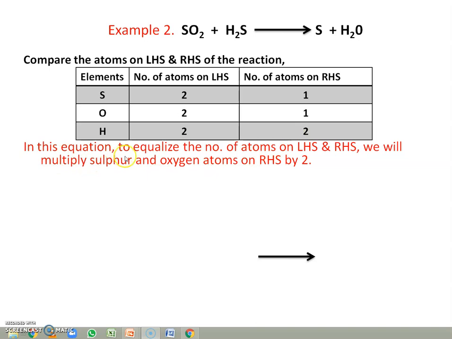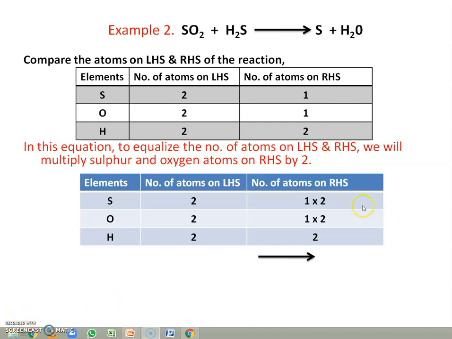In this equation, to equalize the number of atoms on the left hand side and right hand side, we will multiply sulfur and oxygen atoms on the right hand side by 2. From this table, we can easily find out that the equation is not balanced because the number of sulfur and oxygen atoms on the reactant side and on the product side are not equal. That's why our given chemical reaction is unbalanced and we have to balance this equation.